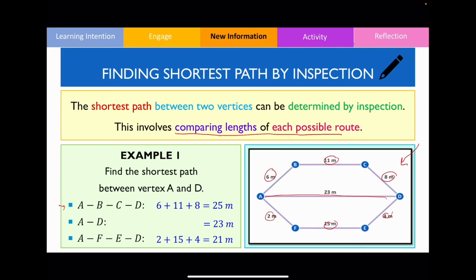Based on our answers, we can clearly see that the shortest path between vertex A and vertex D is going to be going through A to F to E and then to D. So that has a combined weight of 21 meters. Let's look through another example.